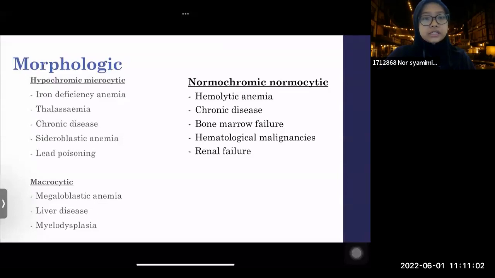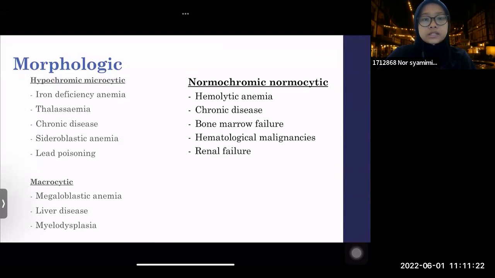Another classification is normal MCV and MCH, or normochromic normocytic, which can occur in hemolytic anemia, chronic disease anemia, and bone marrow failure. Other causes are hematological malignancy and renal failure.